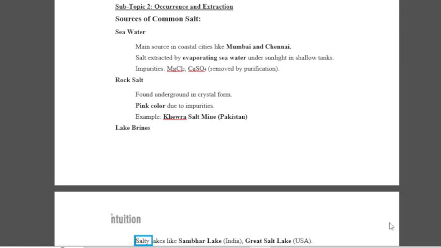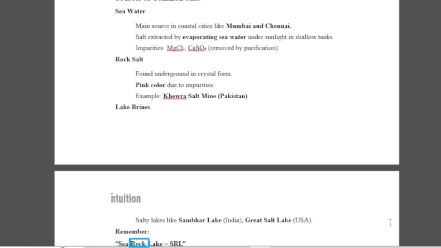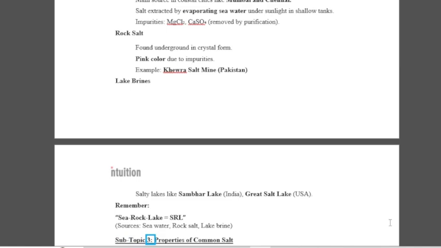Lake brines: salty lakes like Sambhar Lake, India, and Great Salt Lake, USA. Remember, Sea, Rock, Lake is equal to SRL. Sources: seawater, rock salt, lake brine. Subtopic 3: properties of common salt.